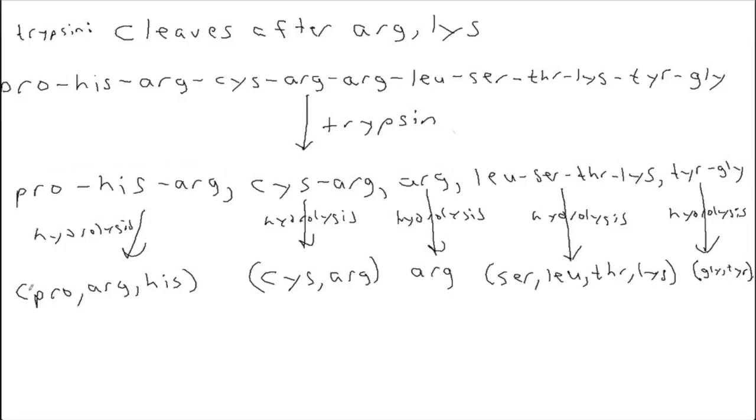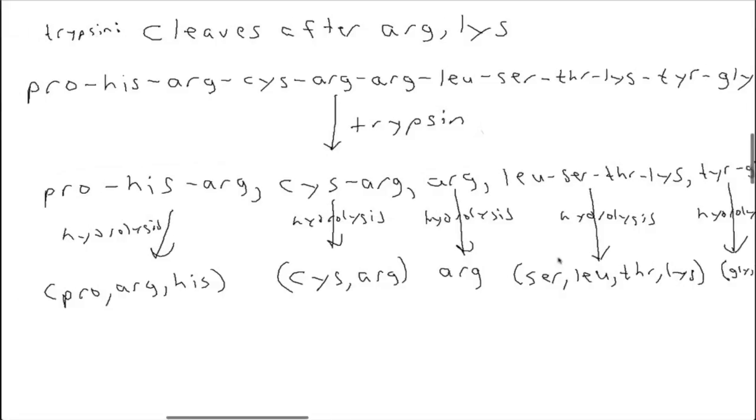Would they know that this fragment goes before this fragment in the sequence? No. There's no way to know that. They know that these were the fragments. This is a little bit misleading, the way I wrote this. They wouldn't know that the proline, arginine, histidine fragment goes first. They'd have no idea what the order of these fragments is. They just know what the fragments are. So this is just a clue that we can use to try to figure things out.